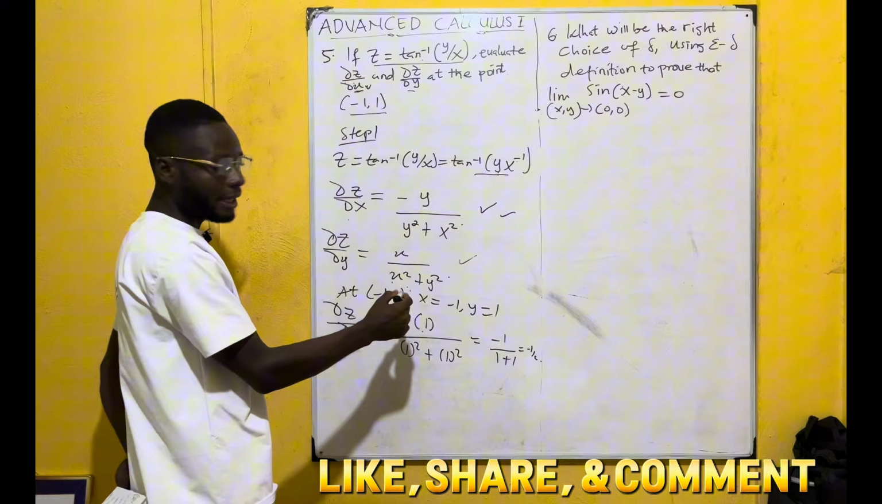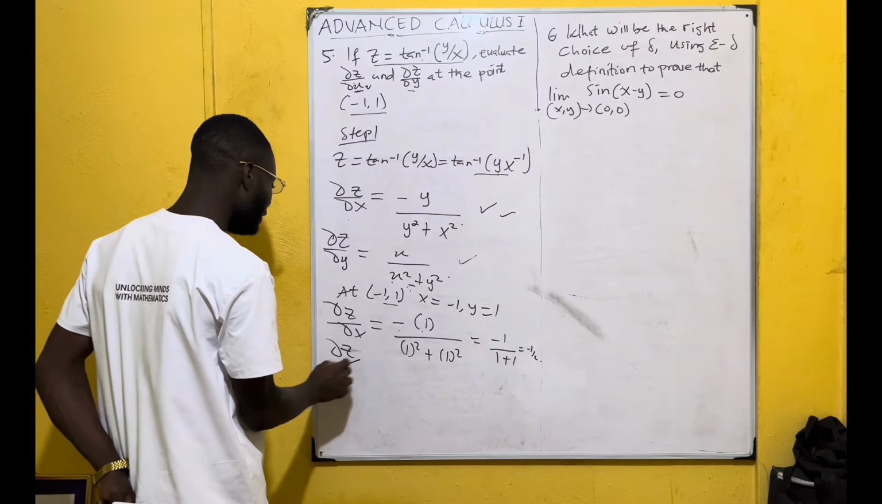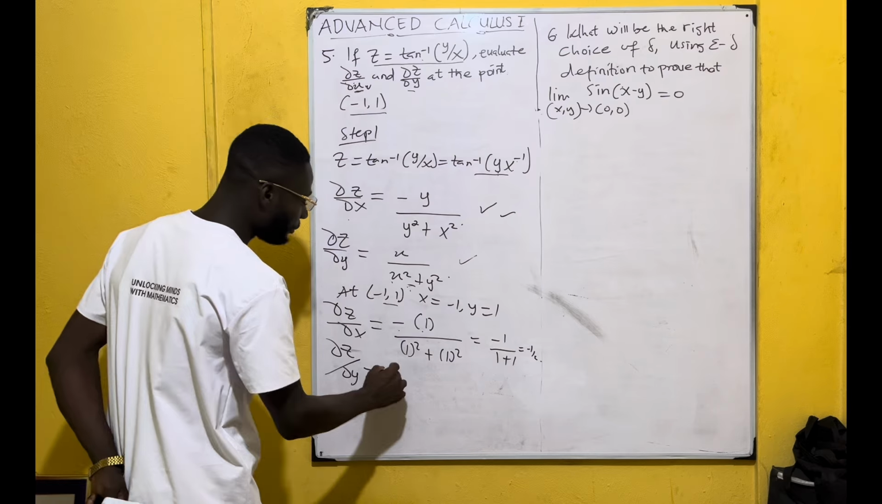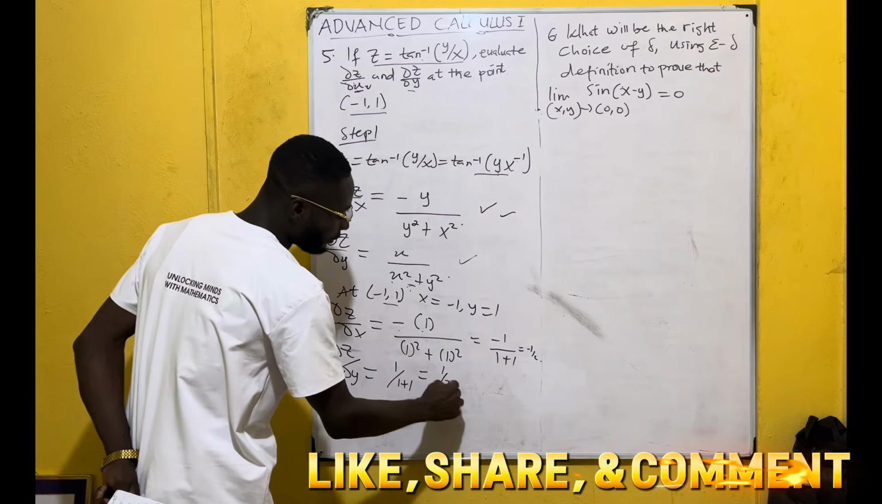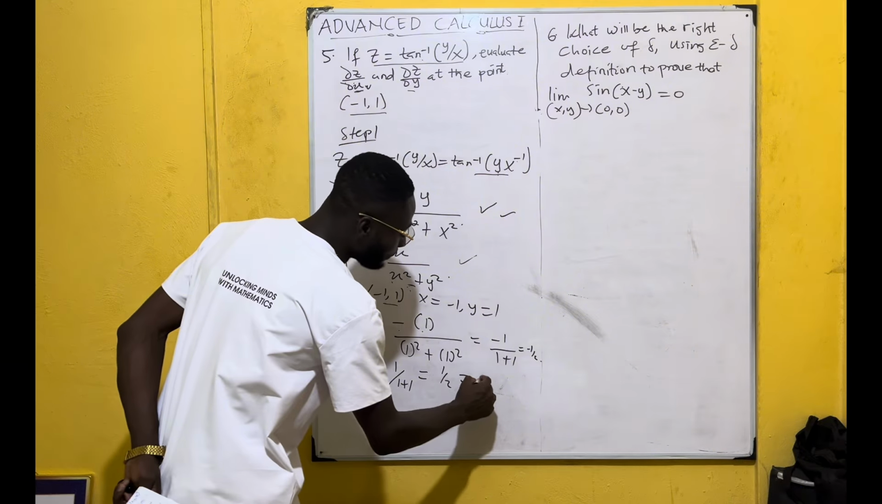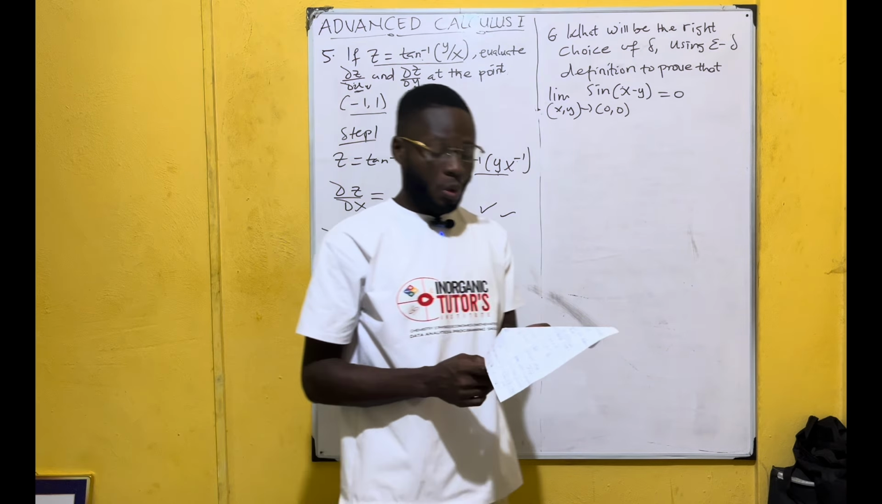The same thing applies to this, but this will be what? Positive. So the z with respect to y will be 1 over 1 plus 1, and that will be equal to 1 over what? 2. So we have positive 0.5 for the one with respect to y.